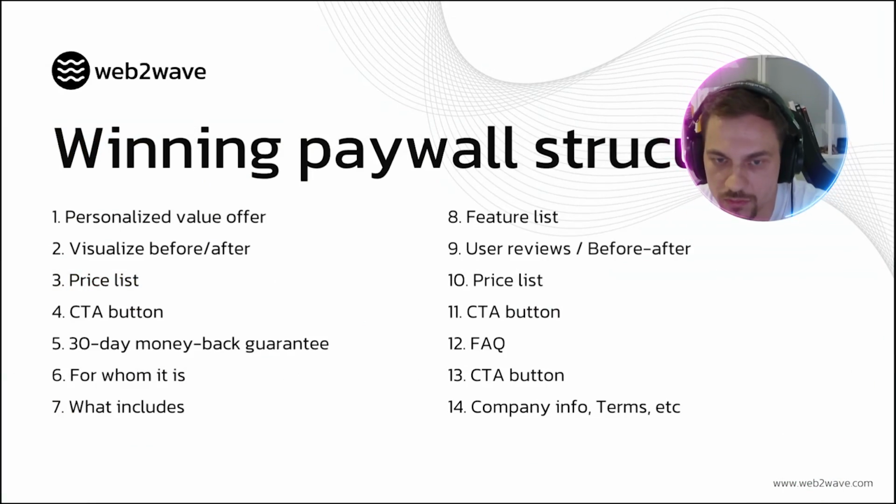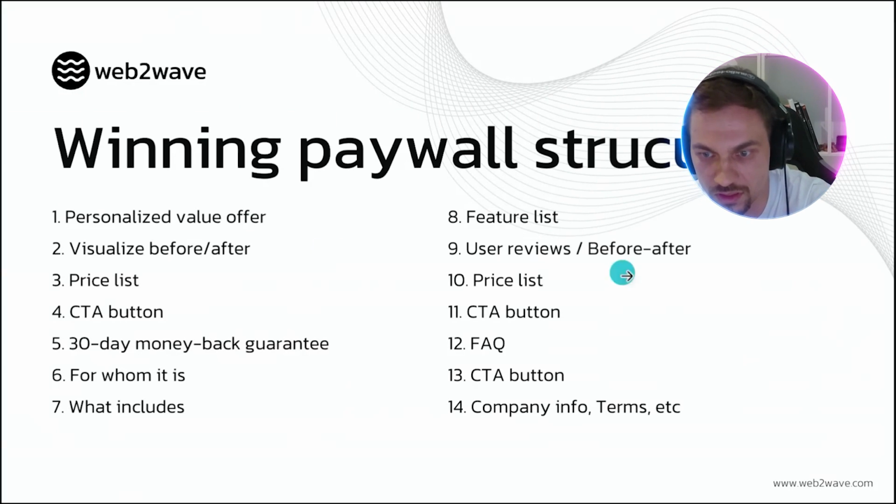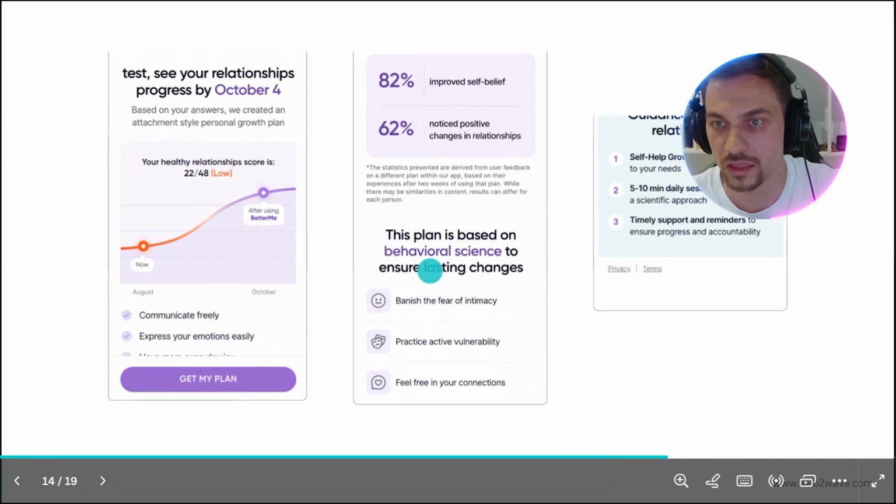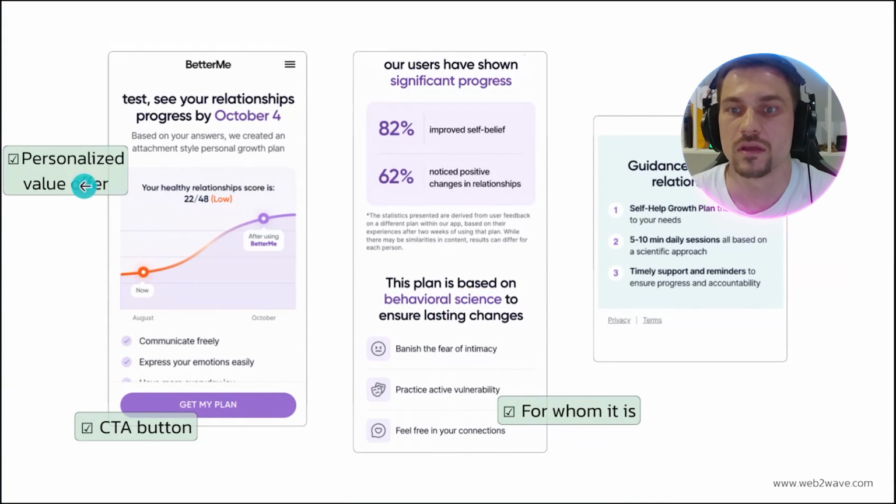Yeah, exactly. So to wrap up, the winning paywall structure. If in mobile we have just 1, 2, 3, 4, 5 blocks, here you have to have like 14 blocks. So just screenshot it and compare with your paywalls. If they don't have 14 blocks, then add more. It will increase conversions.